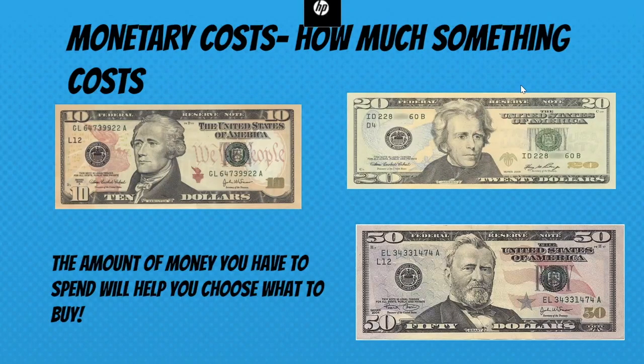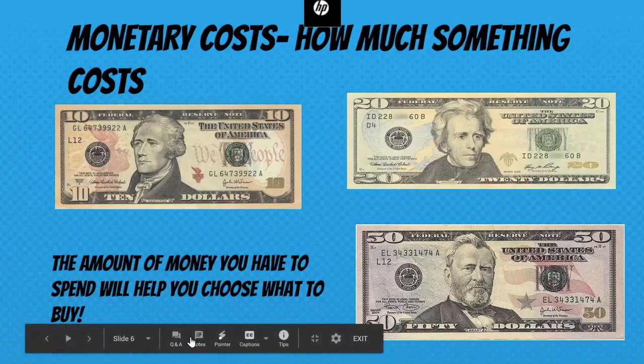Great. So the amount of money you have to spend will help you choose what to buy. For example, if you're only given $10 or if you've earned $10, then you have to choose something that costs less than $10. However, if you've been given or earned something like $20 or even $50, then the choice of things to buy becomes bigger. Again, monetary cost is how much something costs and, of course, how much money you have to spend.